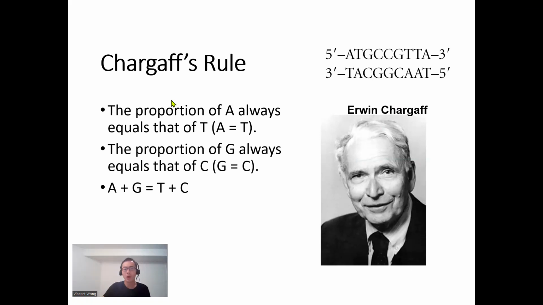Okay, so we know about the base pairing rule. The base pairing rule tells you that A pairs with T and G pairs with C.